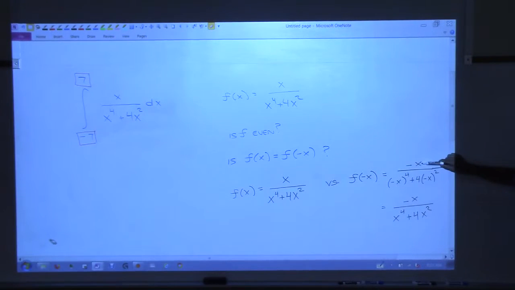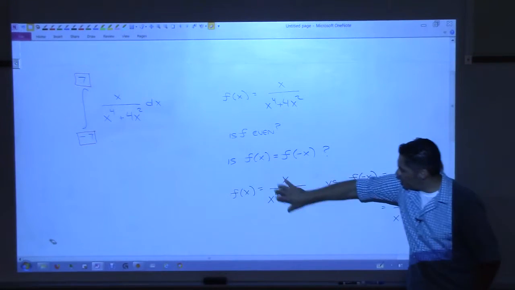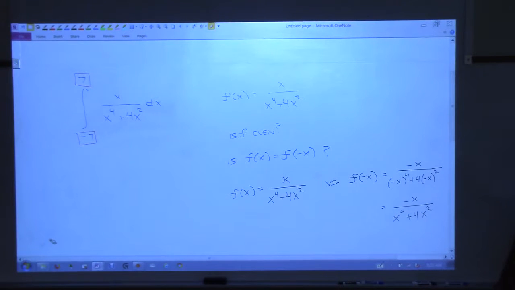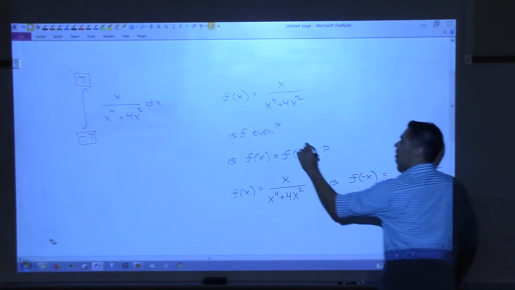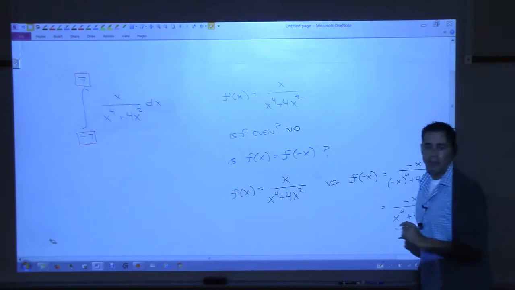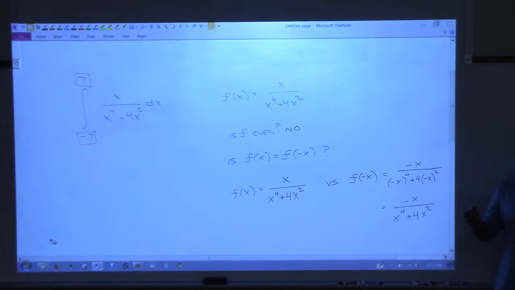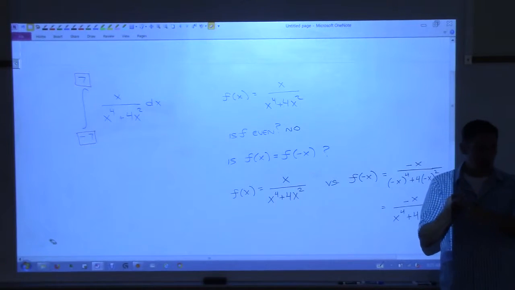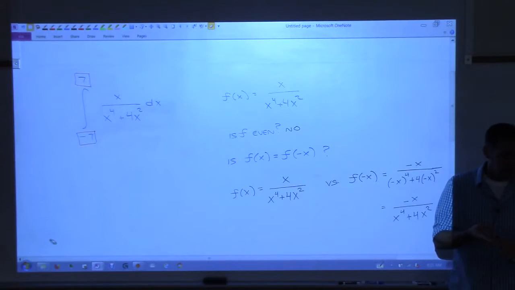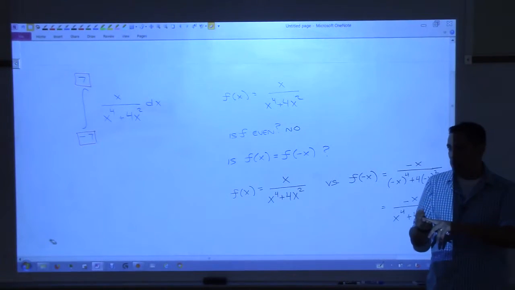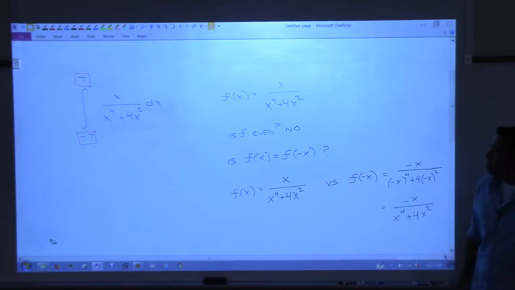Now the numerator is not being squared or raised to the 4th power, so it's going to stay negative. So the question is, is this equal to this? No. They are not the same. So is it even? No. Now does that mean it has to be odd? No, because a function can be even, it can be odd, or it can be neither. You don't have to be one or the other. There's a third option, that it's neither. So now we have to check to see if it's odd.